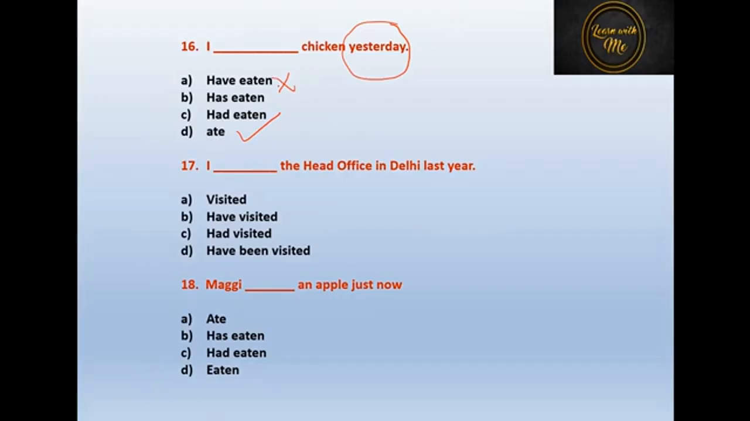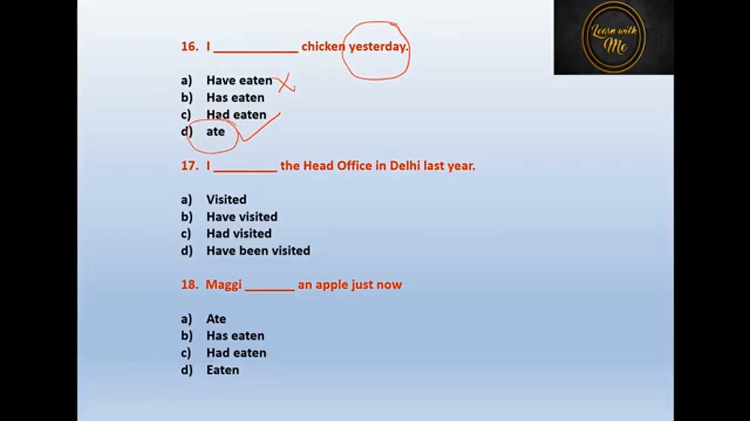Present perfect tense you will use for just completed actions. Example, I have eaten an apple just now. That is present perfect tense. What is simple past? I ate an apple yesterday. I ate an apple last week. At that time, you will use simple past. Now, if you see this particular question, I dash chicken yesterday. Even instead of yesterday, last Monday, last year, last week, even if such words are there in the question, then also option D, ate, is correct.